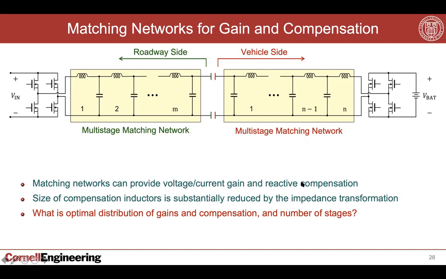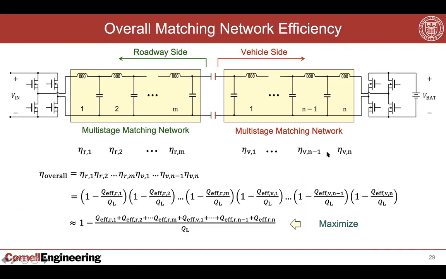Now, this is fairly mathematically involved work, so I'll just give you the highlights. You can set up this problem to optimize, for example, for efficiency of the overall system. You can get efficiency expressions for each stage of the matching network. The product of those efficiencies gives you your overall efficiency, and you can express those efficiencies in terms of these Q factors.